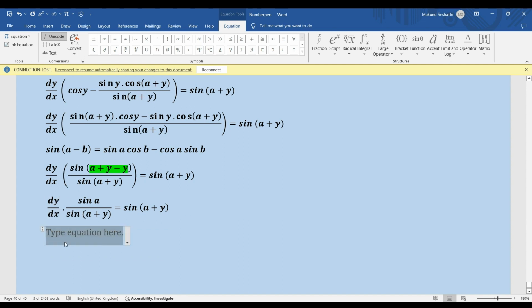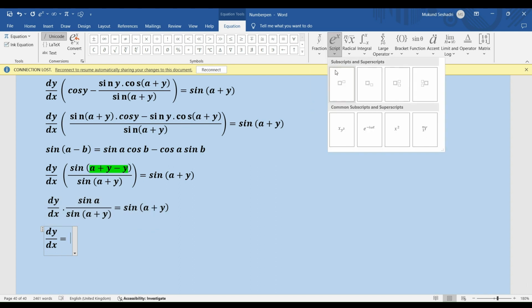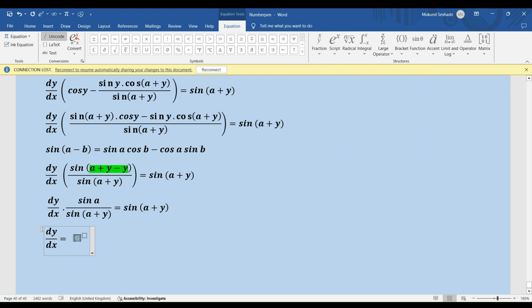Therefore, my dy/dx, I've eliminated my x from the answer. With cross multiplication, I know that my dy/dx is nothing but sin²(a + y) the whole divided by sin a, right? What we've been asked to prove.